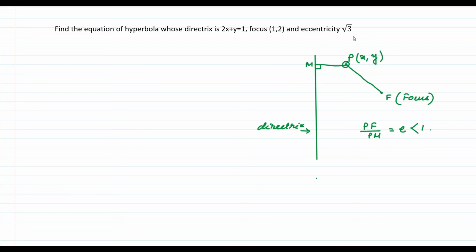So now we have to find the equation of the hyperbola where the directrix is given as 2x plus y equals 1, the focus is given as 1 comma 2, and the eccentricity is also given as root 3. So we have to write here, let P be any point on the hyperbola.